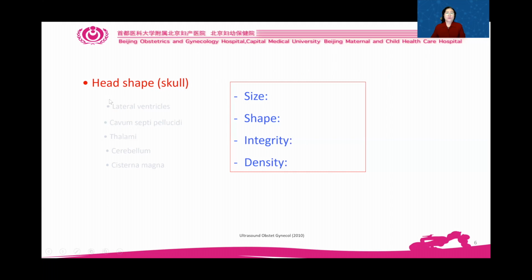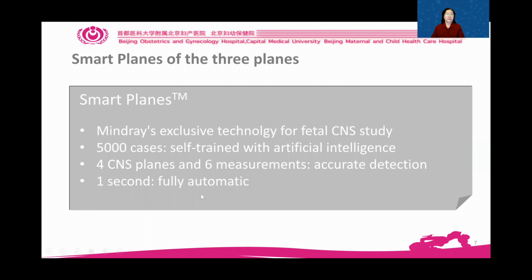Firstly, we look at the head shape. We should include size, shape, integrity, and density. We can use the SmartPlanes of the 3 planes. It's very quick to guide the planes. SmartPlanes is a measurement-inclusive technology for fetal CNS study, trained with artificial intelligence, including 5,000 cases. 4 CNS planes and 6 measurements, we can accurately detect and quickly guide it.